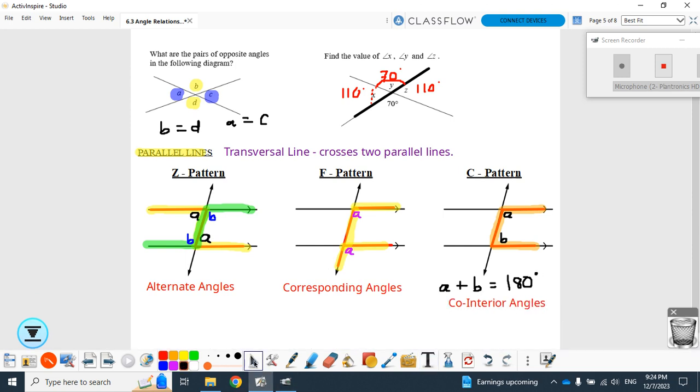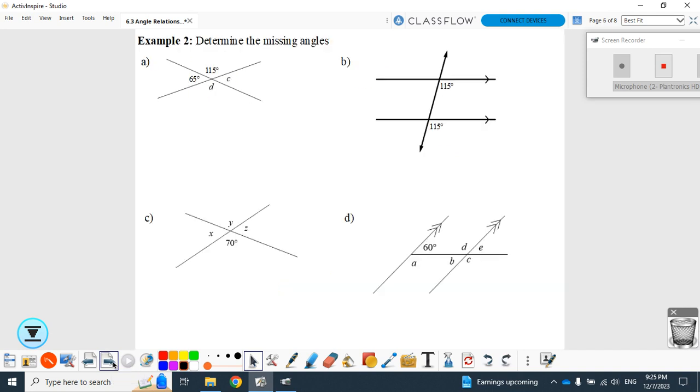Co-interior angles, like that. Yeah, those are the patterns. They're great. Now, they do exist, and if you remember it from grade 8, awesome. If not, we're going to practice some. So let's go ahead and start applying some of these newly learned ideas.